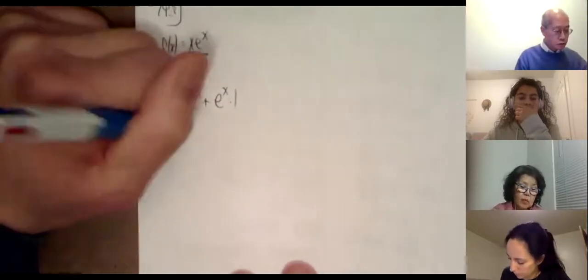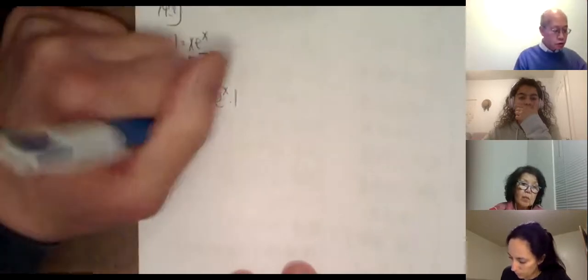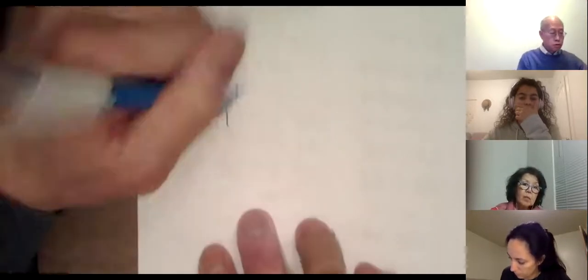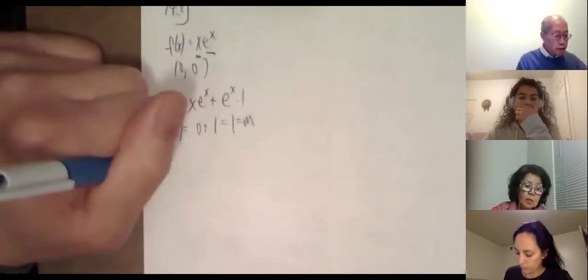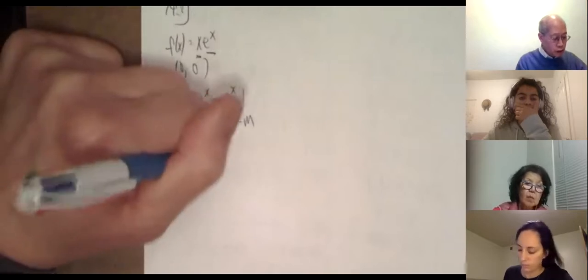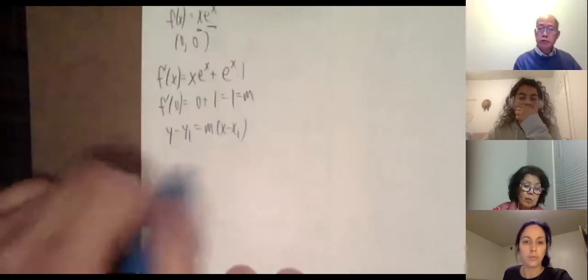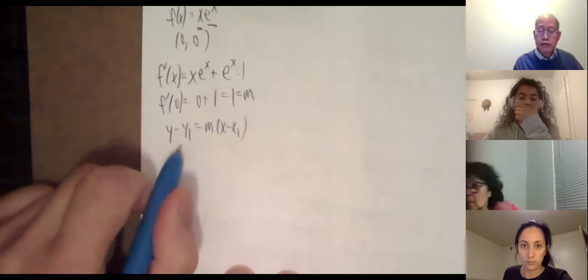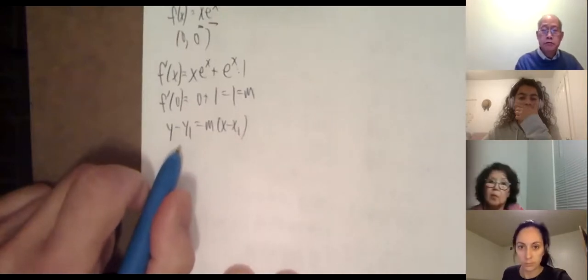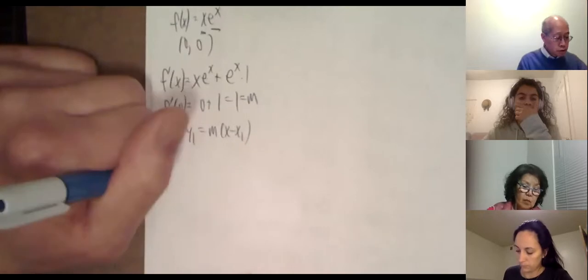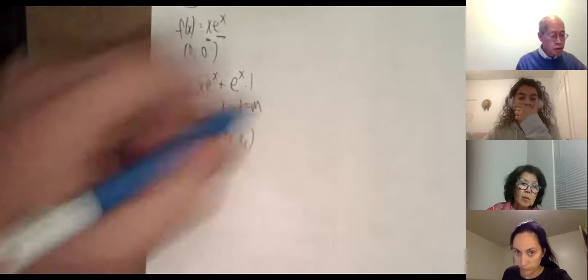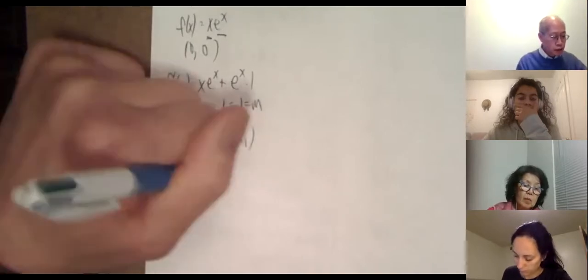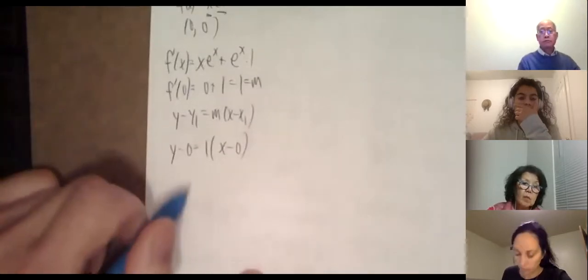Then I plug in 0. 0 here means that's 0. e to the 0 is 1. So my slope is 1. Right, plug it into y minus y1 equals m times x minus x1. You can put this on your cheat sheet. If you already have it, great. If you forgot it, put it now. Y minus y1, 0, equals m1 times x minus x1, which is also 0.